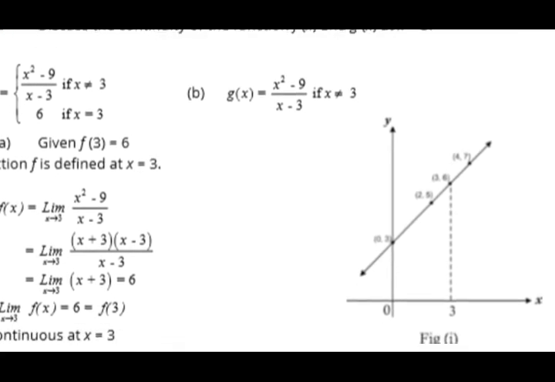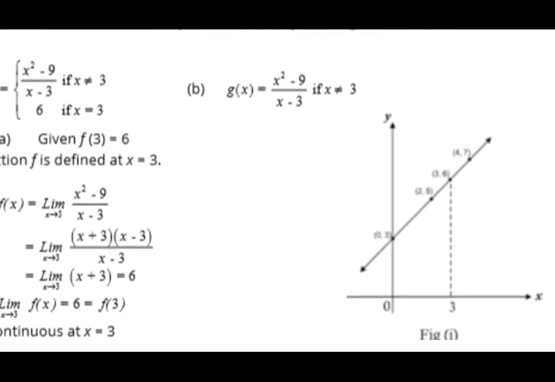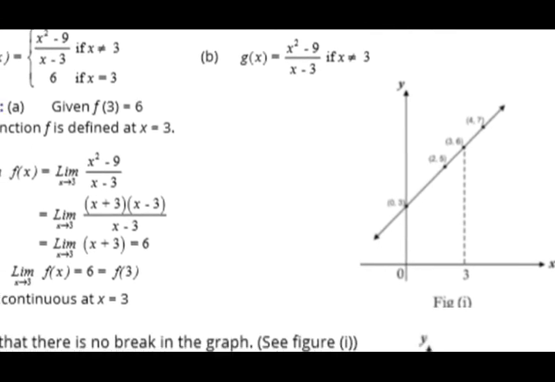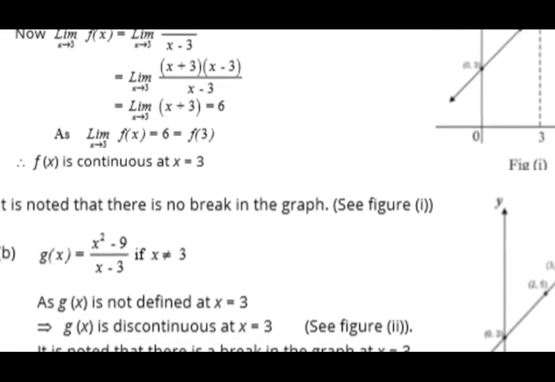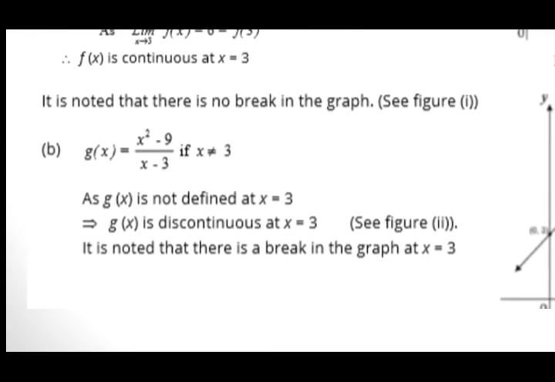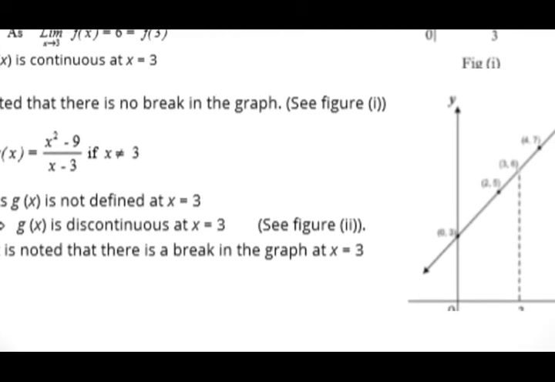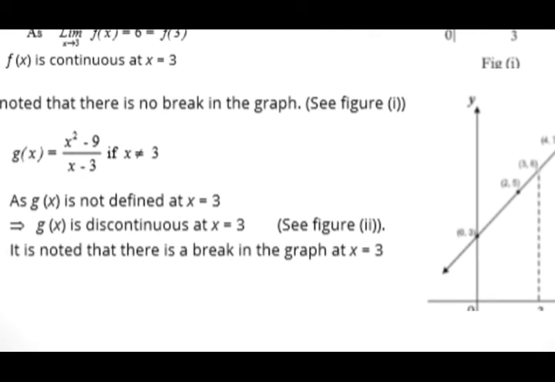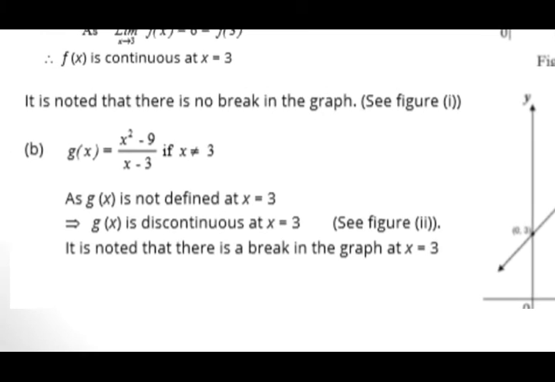Now in part B we have only the function (x square minus 9) over (x minus 3) if x is not equal to 3. Therefore g of x is not defined at x equal to 3, because if we directly put 3 in the function, it gives 0 over 0 form, and when we simplify it gives 6. Therefore the function is discontinuous at x equal to 3.